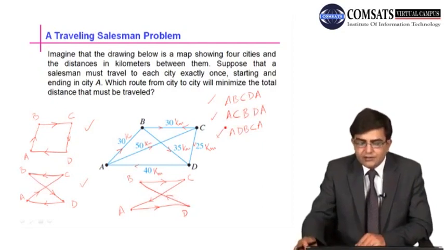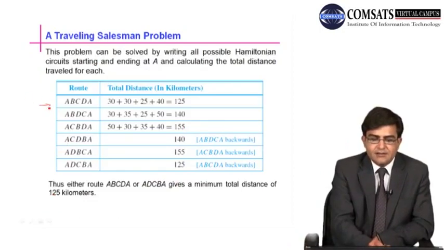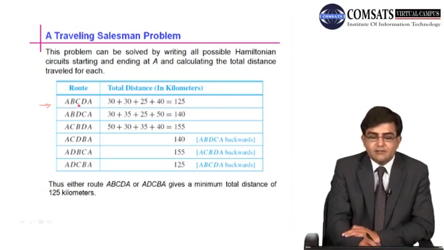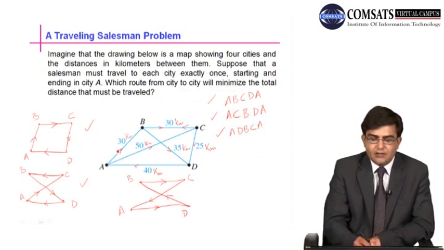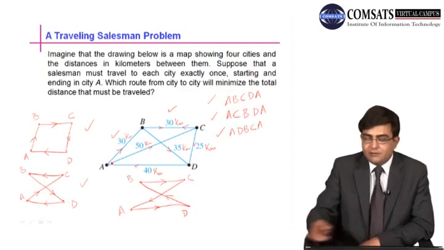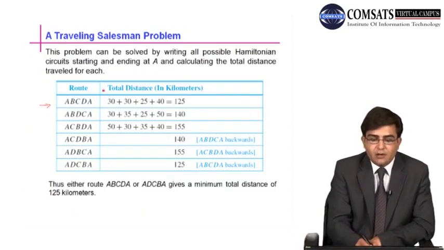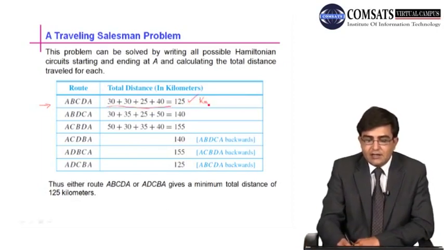Now if he chooses the first route, for example A, B, C, D, A, from A to B he has to travel 30, from B to C 30, from C to D 25, from D to A 40. You can see this here. If we sum up all these distances, we get 125 kilometers he has to travel.